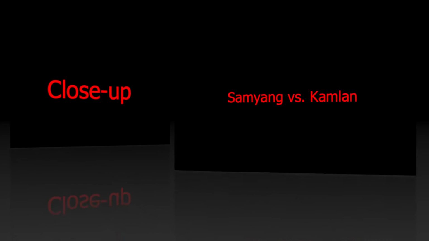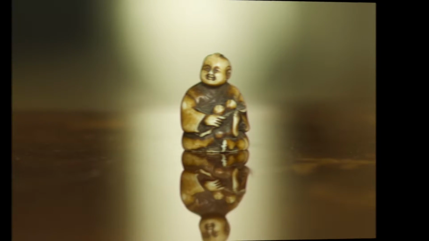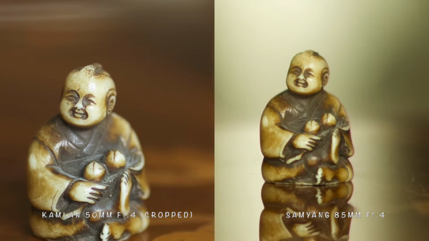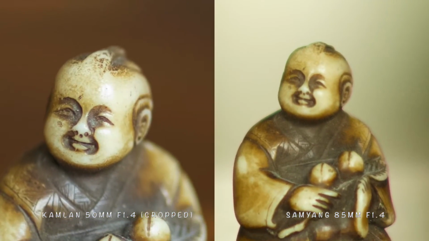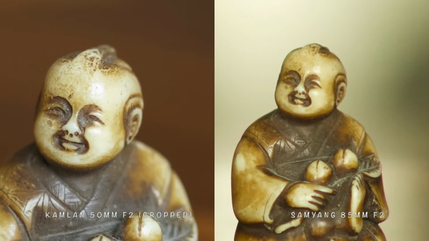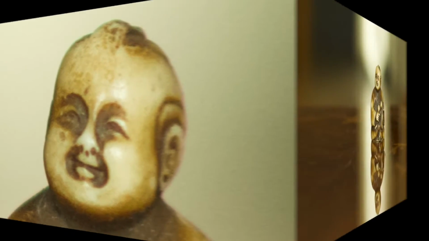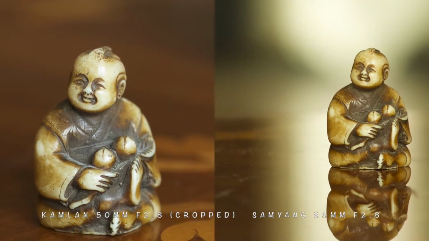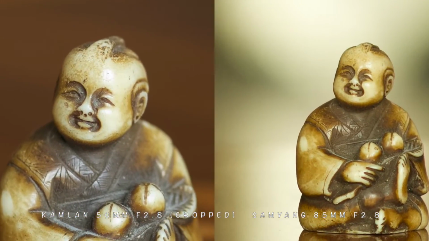Comparison between the KamLan 50mm f1.1 Mark II and the Samyang 85mm f1.4. At the closest focus distance, the KamLan lens is much sharper than the Samyang lens for f1.4 and f2.0. Then from f2.8 they are about equally sharp. But as in the landscape image, the KamLan appears to have more contrast in the images.